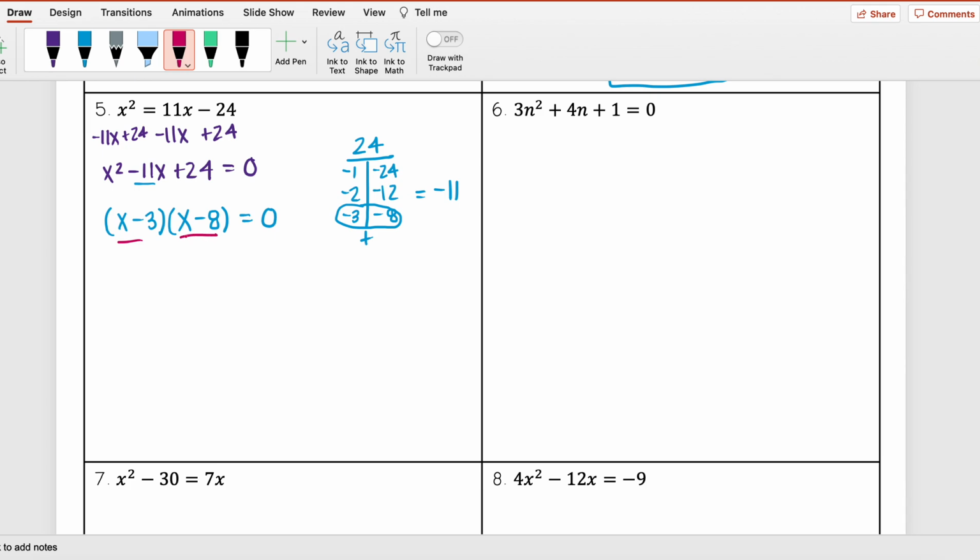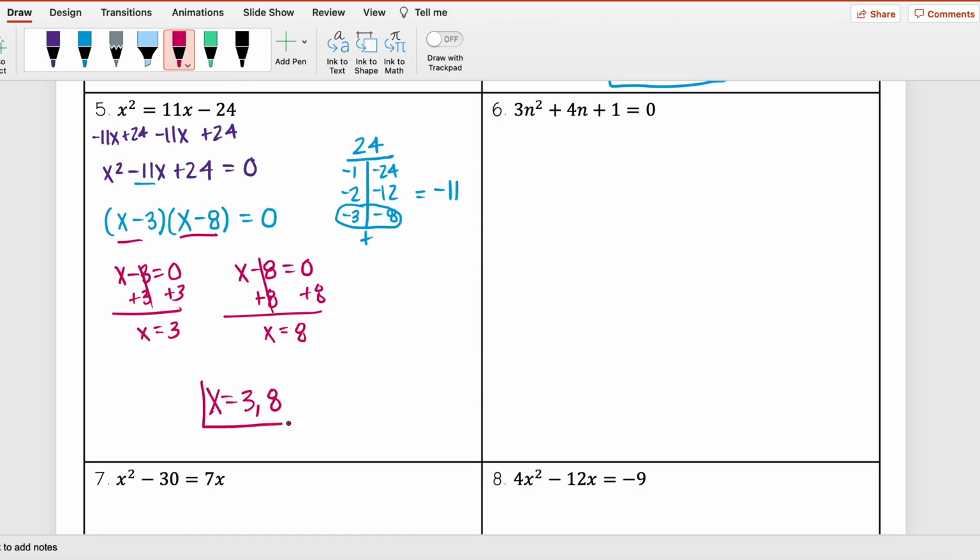So since I have two things multiplied together equal to 0, that means that one of these has to be 0. So I can set each of these equal to 0. Add 3. Add 8. So I get that x is equal to 3 or 8. So that means if you put 3 or 8 into this equation, you'll come out with a true statement.